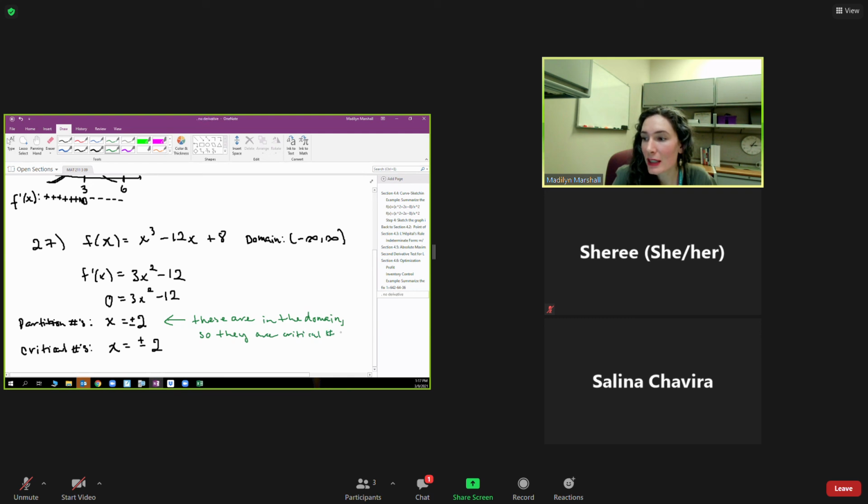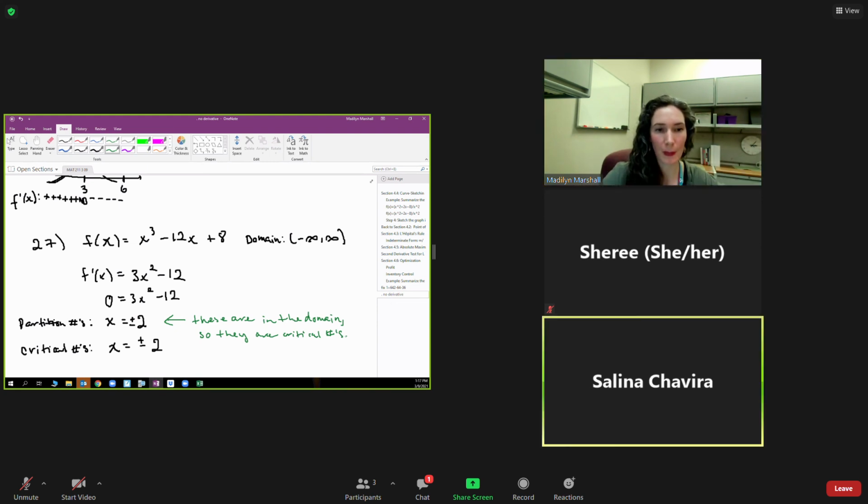So when you set the derivative to 0 and solve it, or when you find where the derivative is not defined, those are actually partition numbers first. And then we have to check to see, are those in the domain? And if they are, then they're also critical numbers. Okay.